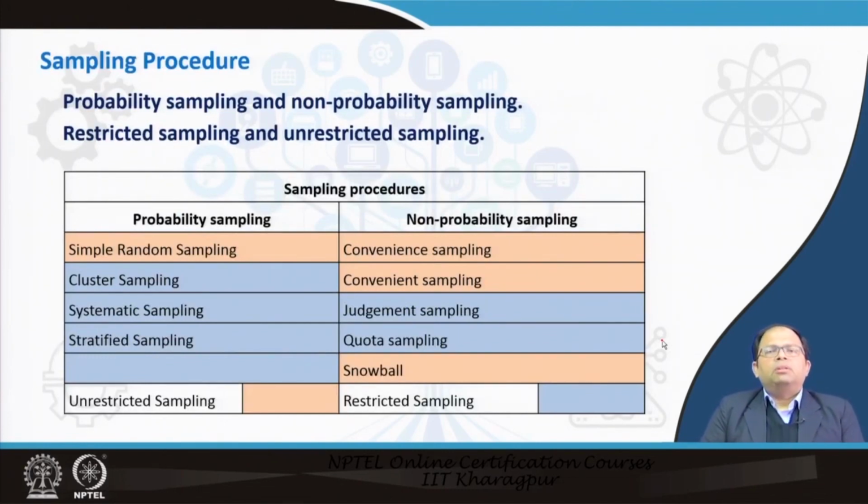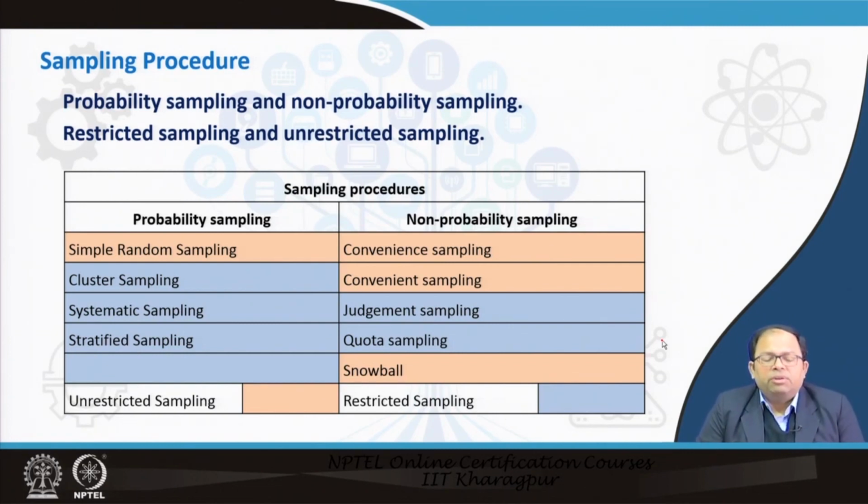So now talking about the different sampling procedures, there are broadly two categories. One is probability sampling and non-probability sampling. This is the first way of categorization, and the next one is restricted sampling and unrestricted sampling. Now probability sampling, as you can understand from the term, is when every member has the same chance to be drawn into a sample from a particular population. That means everybody has an equal chance to get selected in the sample.